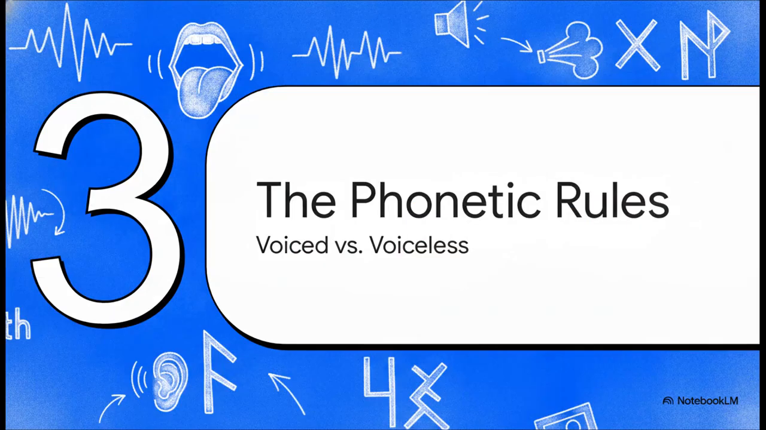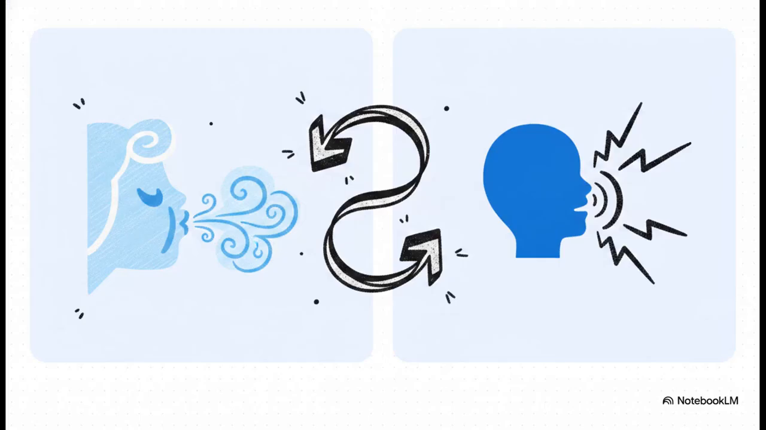Which brings us to Section 3, the phonetic rules, voiced versus voiceless. Now, before we get to the mass extinctions of these letters, we have to demystify a quick technical distinction between voiceless and voiced phonemes. We had the letter Thorn, which technically represented the unvoiced dental fricative. Think of the breathy air-only th sound in words like thing or thunder. Then we had Eth, which was basically an altered Latin D.